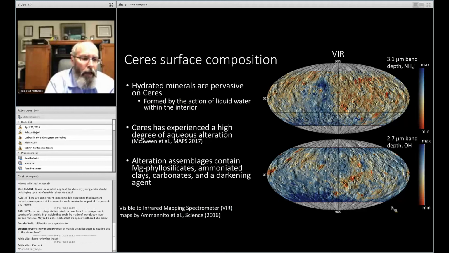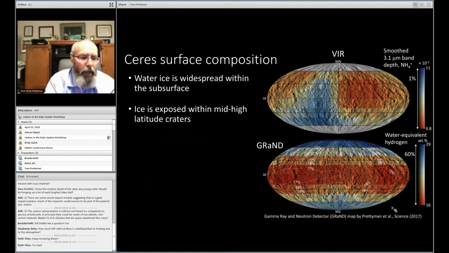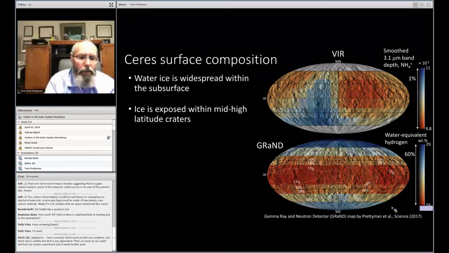These alteration assemblages contain magnesium phyllosilicates, ammoniated clays, carbonates, and a darkening agent. And the plots on the right show on the top the ammonium band measured by VIR at Ceres and the OH band below. And these show a lot of contrast, but the scale is stretched. If you take the top map and smooth it to the very broad resolution of Dawn's gamma ray and neutron detector, you'll see that the dynamic range for the VIR data is very low. And so what you're seeing is a surface that's fairly homogeneous, and it's covered with these phyllosilicates.